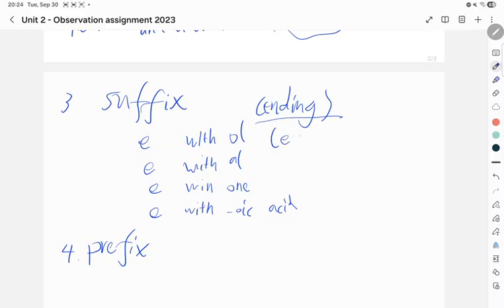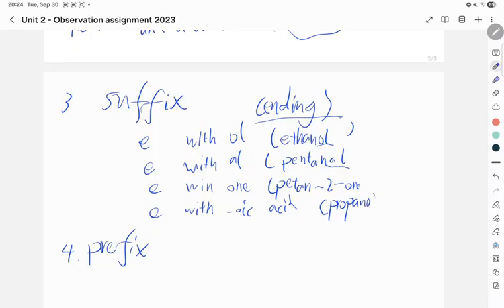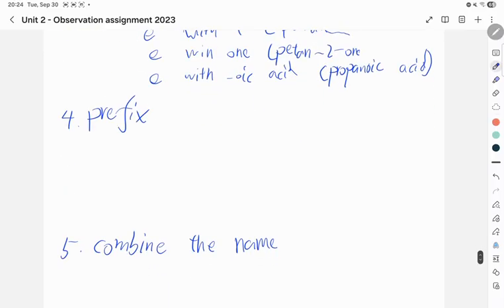For example, for alcohol, we can write it like this. And aldehyde, we can write like this. For the ketone, we can write like this. For the carboxylic acid, we can write like propionic acid. Okay, the fourth step, we need to assign the prefix, which means identify the substituents.